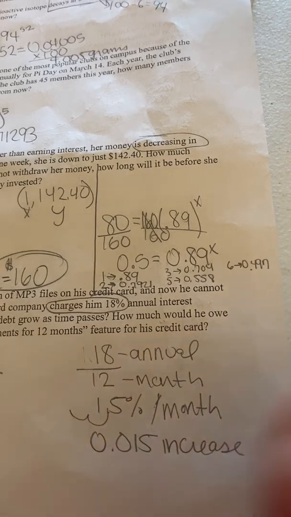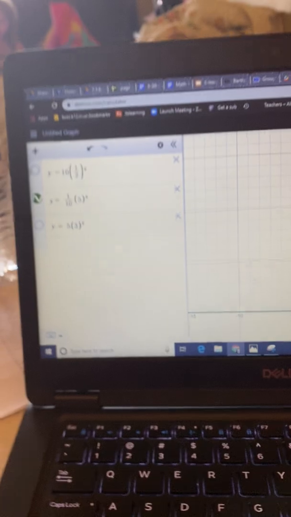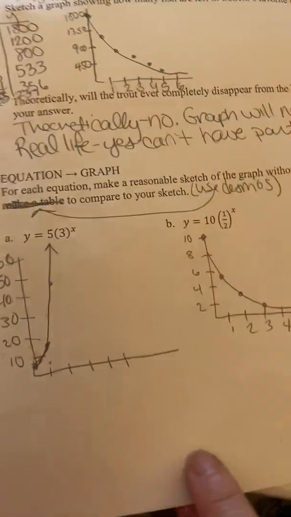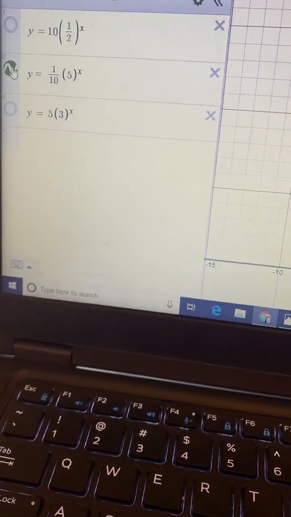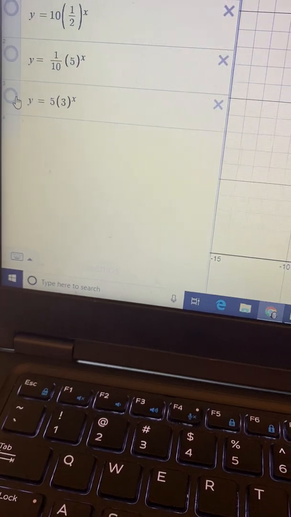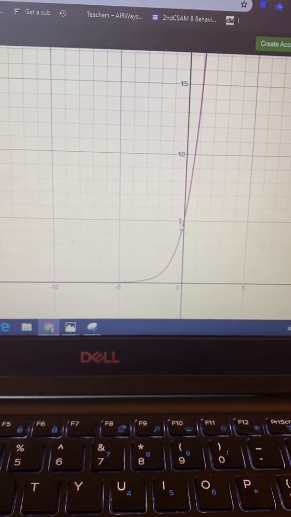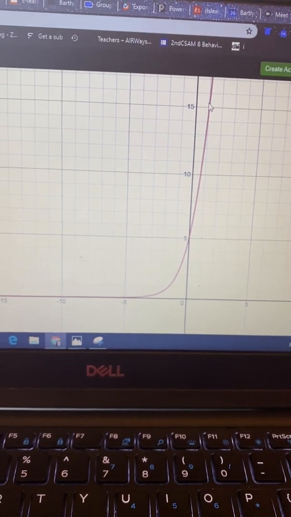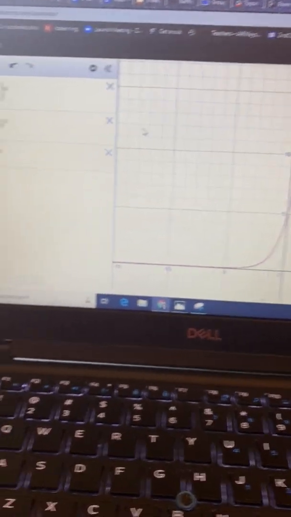So that's that part. And now I want to look at Desmos and the 3 graphs from the front. So number 70, we did these 3 graphs, and we did them without tables, but kind of still use that same method. And so when you look at Desmos, the first graph, y equals 5 times 3 to the x, you'll see here, again, it's beginning at 5, and then you'll see that up here at 1, it's 15. And so you'll see what that graph looks like on a bigger picture.